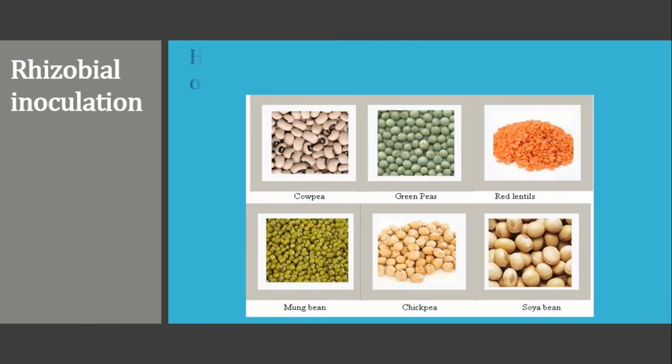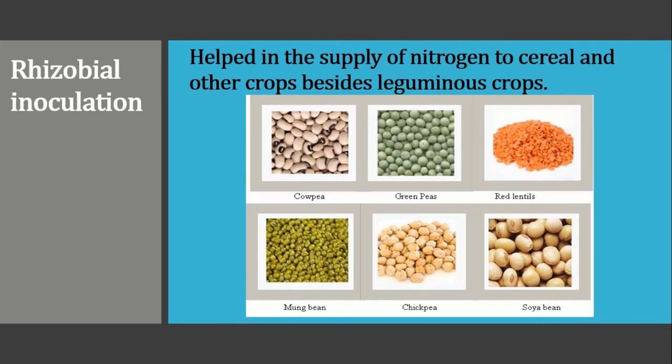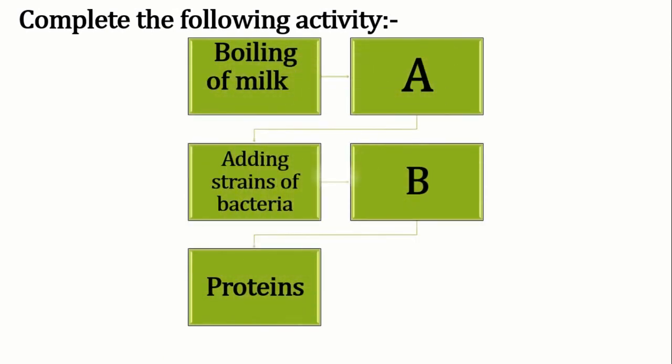This has helped in the supply of nitrogen to cereal and other crops besides leguminous crops. Let us do one activity. This activity is of making curd or yogurt. Here, various steps are being given. First is boiling of milk, then step A, then adding strains of bacteria. Next step is B, and last step we get proteins.